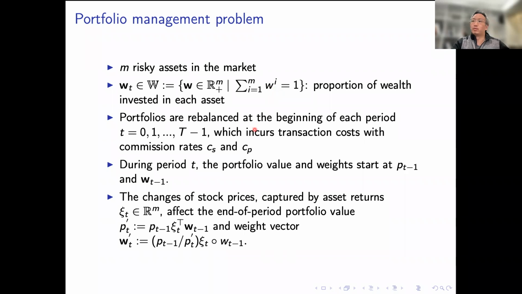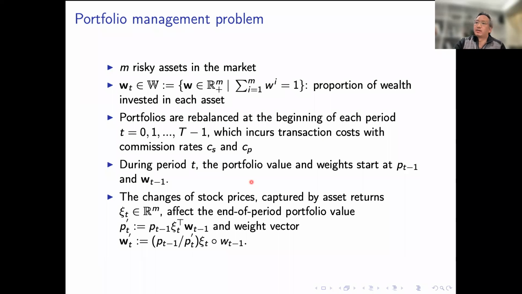We have a decision on how to rebalance our portfolio at the beginning of every period, at different time points from T0 to T-1. At every time point when we rebalance the portfolio, there will be transaction cost incurred, and the exact amount depends on the size of our decision.